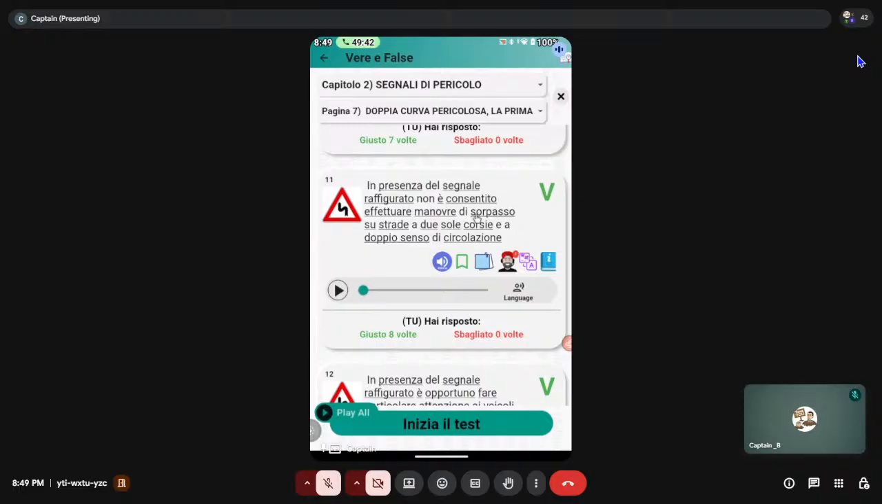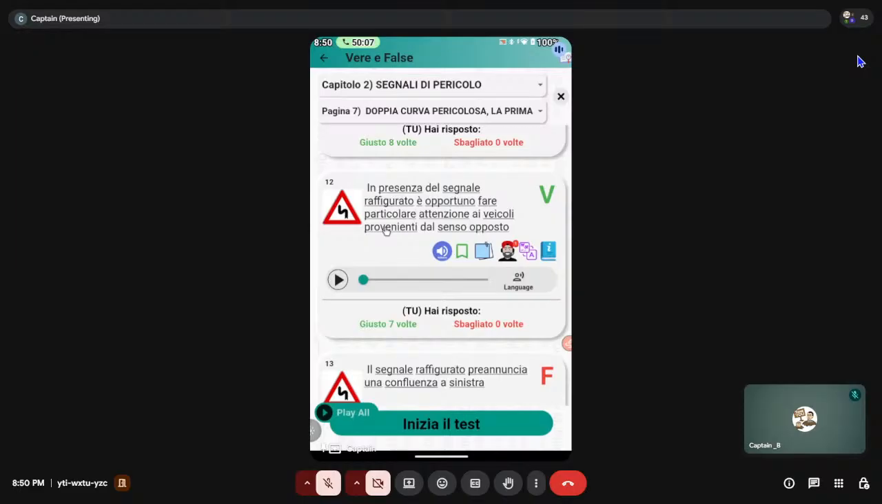Maneuver, the surpass, so to carry out overtaking. Okay, su strada a due sole corsia, on the road that is two-way. All right, è a doppio senso di circolazione, and it has only two lanes, and those two lanes are made for two-way circulation, meaning one car is coming, another one is going. So overtaking non è consentito.